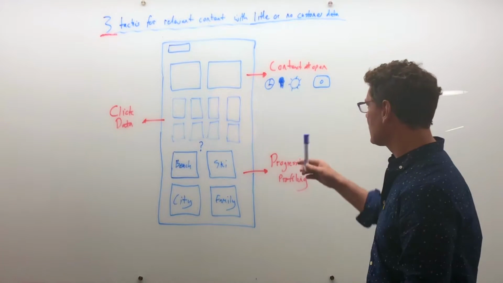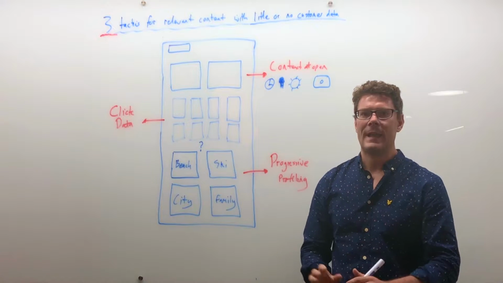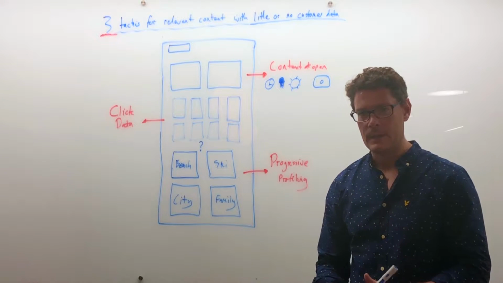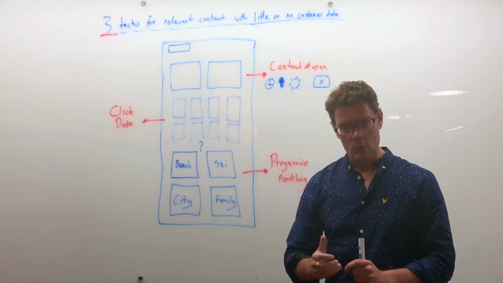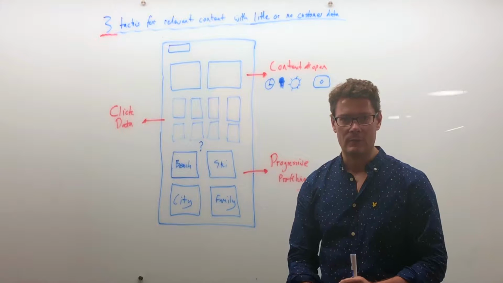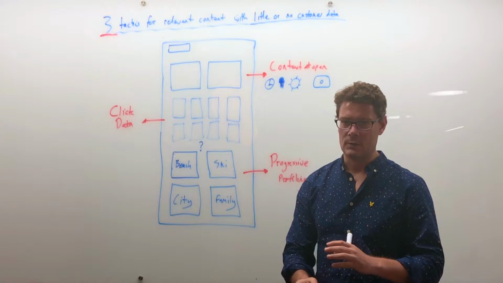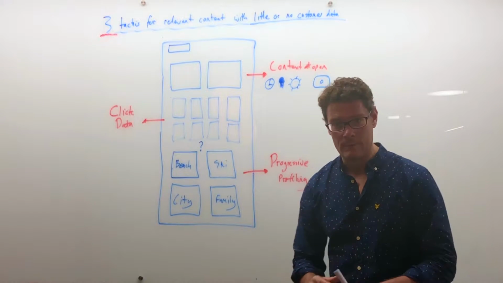Idea 1 is context to open. So this is where you can actually detect something about your customer at the moment the email is being opened, and you can use this to then show relevant content based on that level of context. But what's great about that is it happens at that exact moment, so if their context does change, it's still updating and being relevant to them.